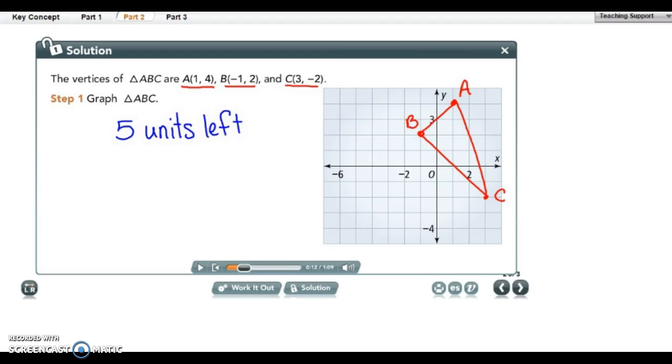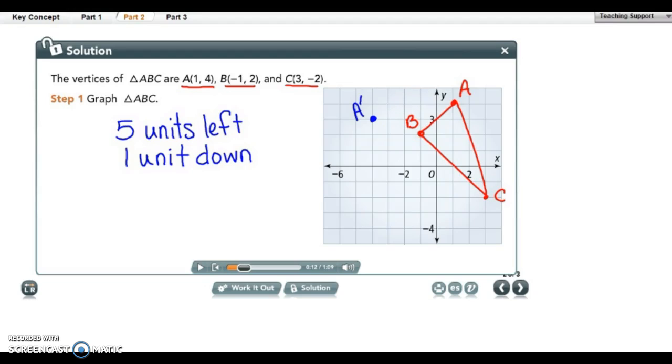And we have 1 unit down. So let's look. From A, we're going to go 5 units to the left. So that's 1, 2, 3, 4, 5, and 1 unit down. So that puts A prime here.